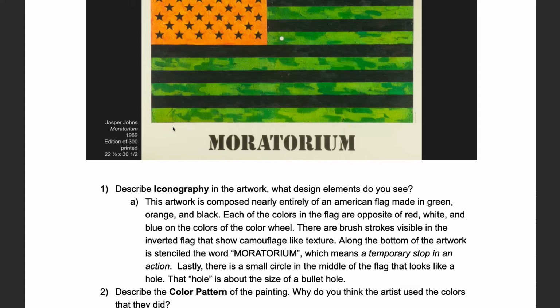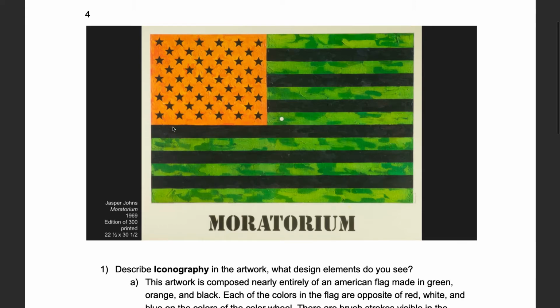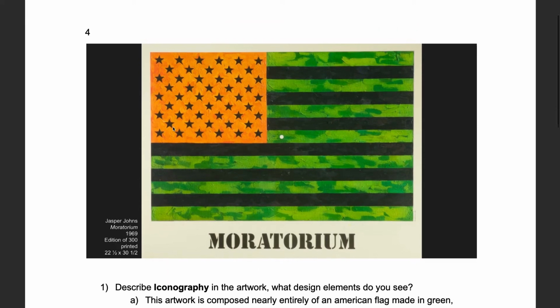Along the bottom of the artwork is stenciled the word moratorium, which means a temporary stop in an action. Lastly, there is a small circle in the middle of the flag that looks like a hole. That hole is about the size of a bullet hole. All iconography.